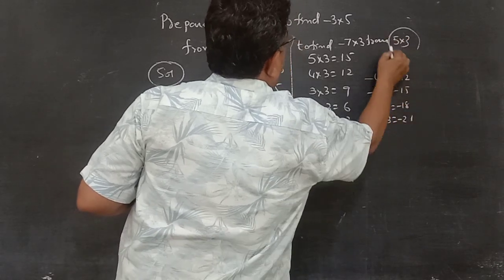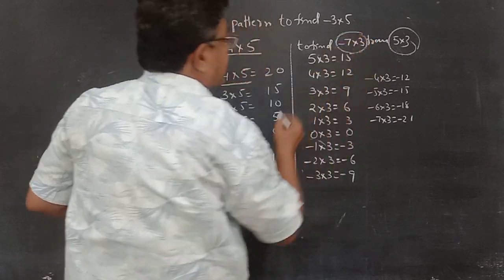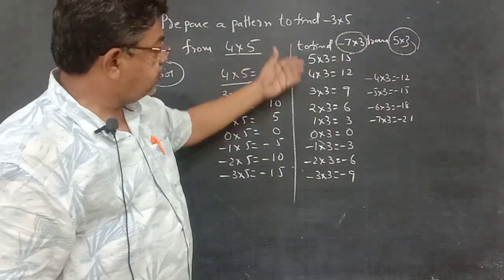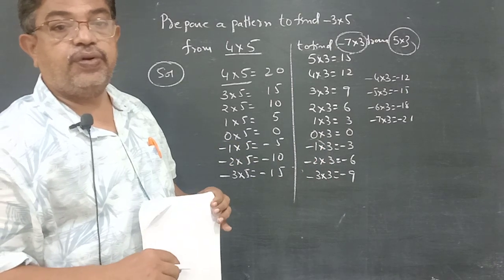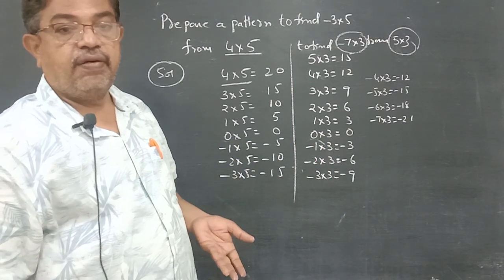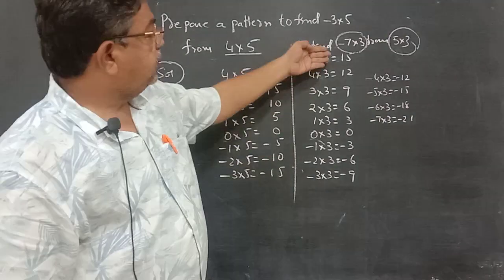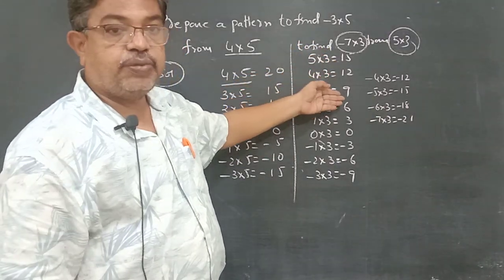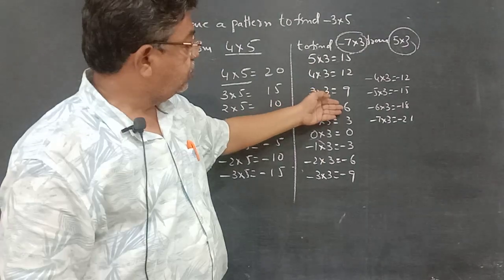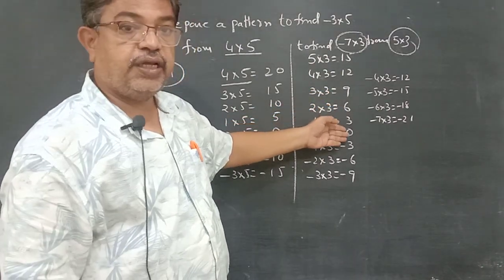So we started with 5 into 3 and we ended at minus 7 into 3. This is the pattern we observe. Each time the product is decreased by 3 units. First it is 15, reduced by 3, 12, reduced by 3, 9, reduced by 3, 6, reduced by 3, 3, reduced by 3, 0.